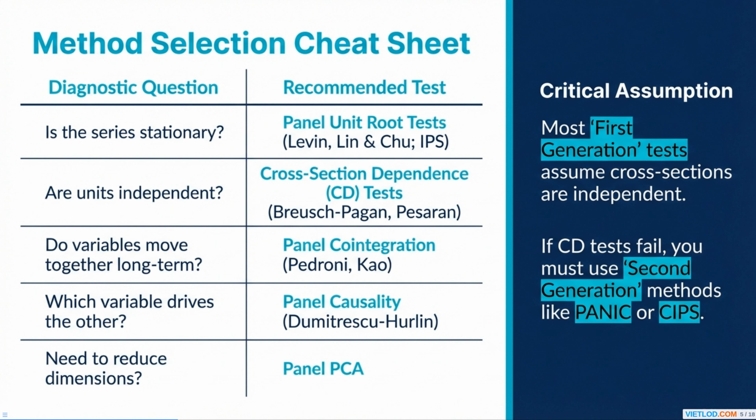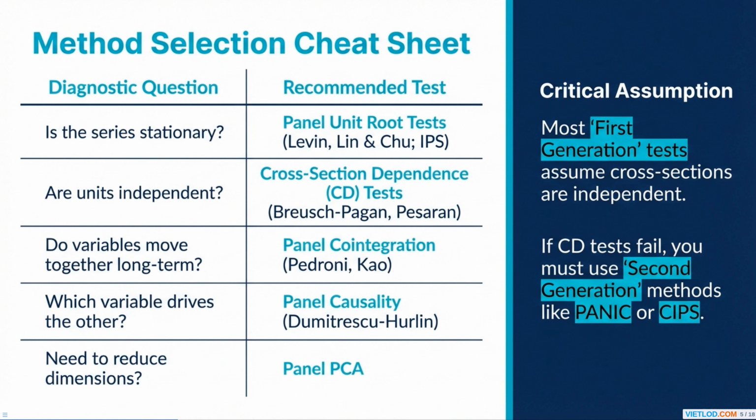This slide provides a quick reference for selecting the appropriate econometric tests based on your diagnostic questions for panel data. First, to check if your series is stationary, you should use panel unit root tests, such as those by Levin-Lin-Chu, or Im-Pesaran-Shin, IPS. Second, to determine if your cross-sectional units are independent, which is a critical assumption for many tests, you would run cross-section dependence tests, like the Breusch-Pagan or Pesaran tests.